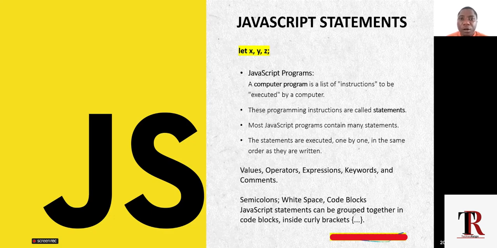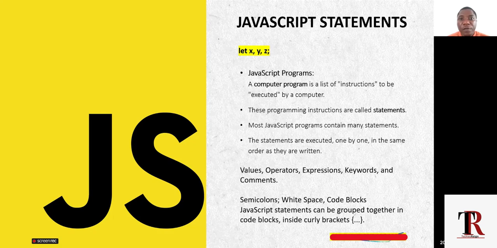What we call a computer program is just a list of instructions. Take A, if A is the right thing, do it. If it is not A, move to B. If B is the correct thing, do it. If B is not the correct thing, move to C. And these programming instructions are what we call statements.